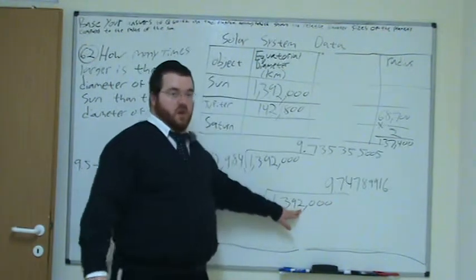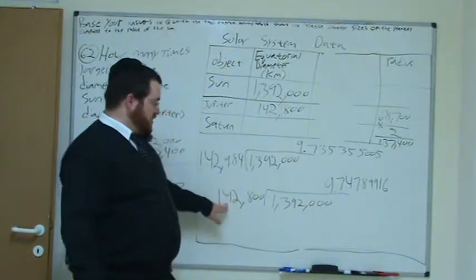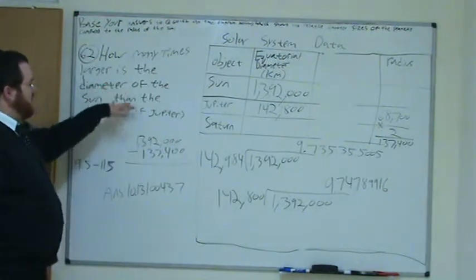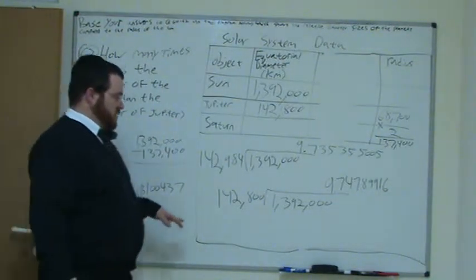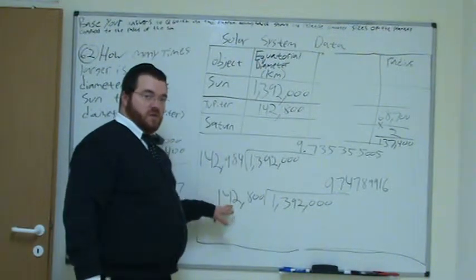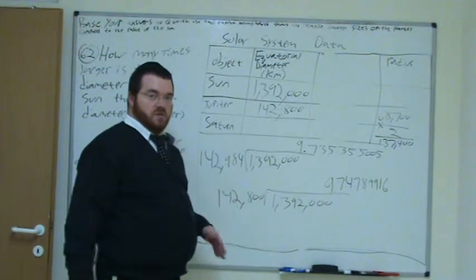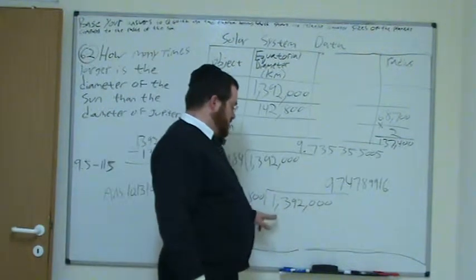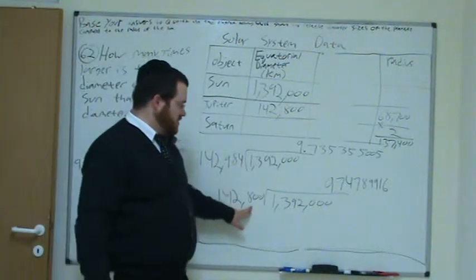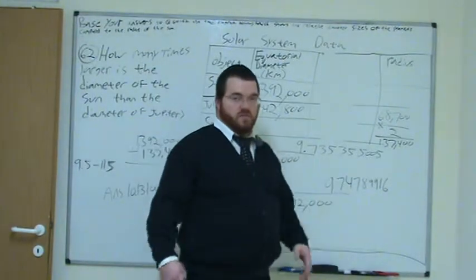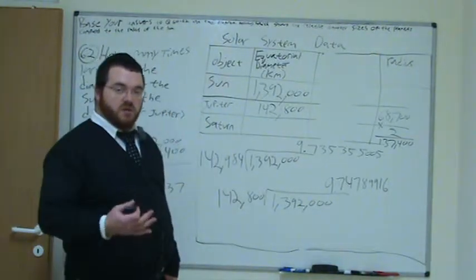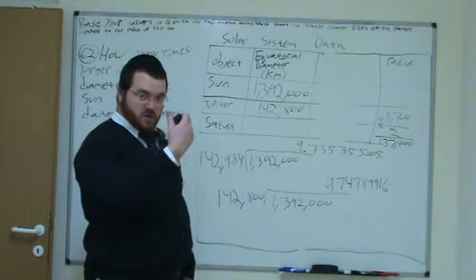We do 1,392,000, which is the diameter of the Sun, divided by the diameter of Jupiter, because it says how many times bigger is the diameter of the Sun than the diameter of Jupiter. That means you're going to take the diameter of the Sun and divide it by the diameter of Jupiter to tell us how many diameters of Jupiter can fit in the diameter of the Sun. So the diameter of the Sun is 1,392,000 divided by the diameter of Jupiter, which is 142,800. That gives us 9.74, with a long number at the end. But they want just the tenths place.